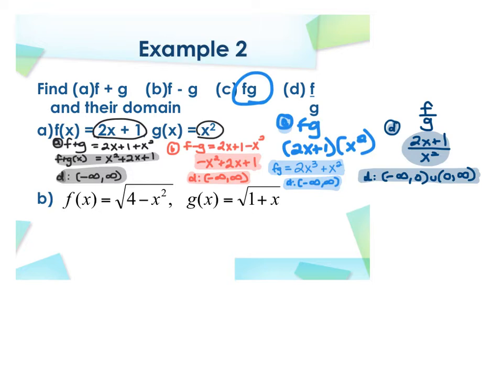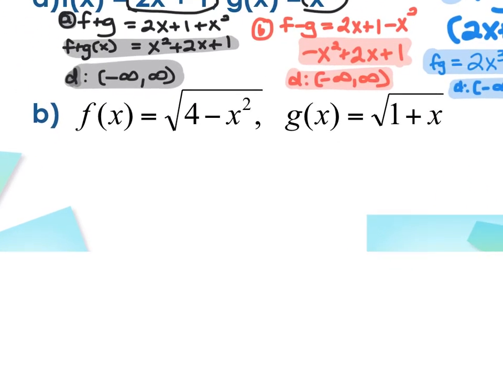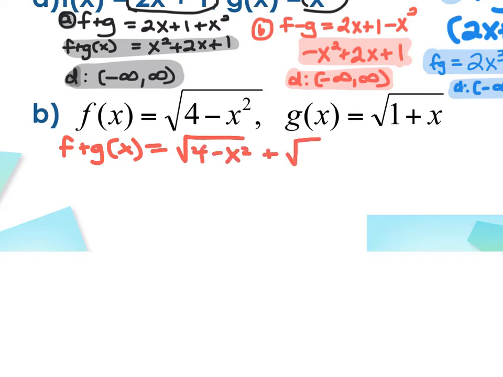Questions on any of those? All right, and then they just get more complicated. So now I've got square root functions. So I'm going to start the same way. A is f plus g of x. So I take f of x, and I add g of x to it.